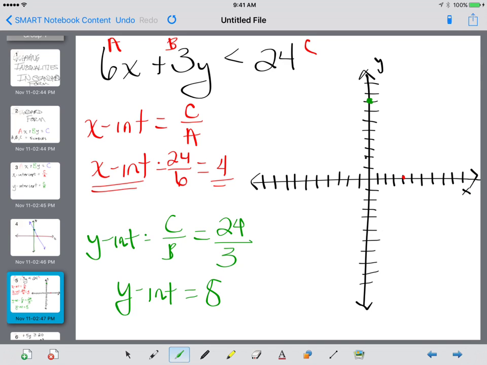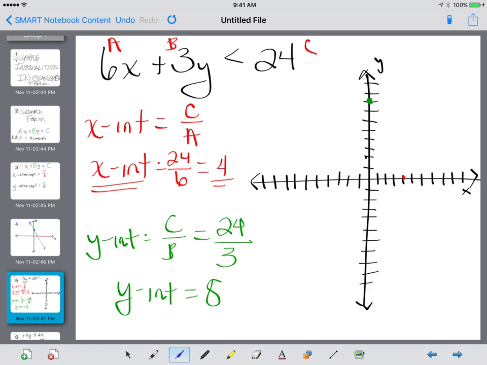The x-intercept is 4. Now, a common mistake that I don't want you to make, that happens a lot, is that you'll find the x-intercept of 4, you'll find the y-intercept of 8, and you'll make 1 point right here, and you'll say, oh, how do I make a line with just 1 point? You can't. In standard form, you need 2 points, 1 point along the y-axis, 1 point along the x, and now we can connect those.